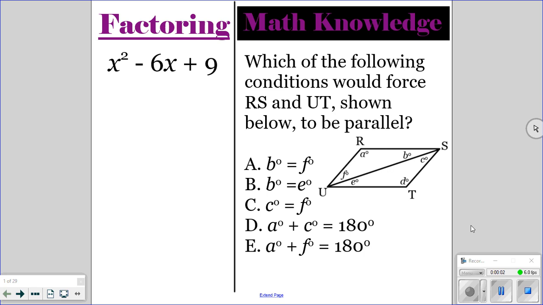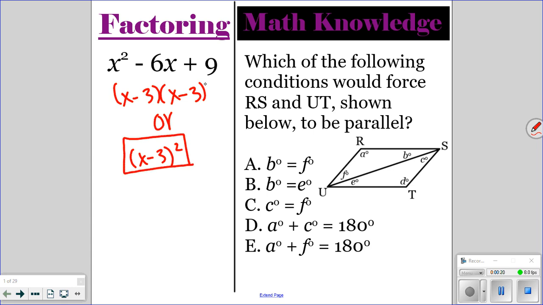All right, so y'all go ahead and do the factoring and the math knowledge question for today. Pause the video, and then once everyone is finished, you can unpause the video and I'll go over the correct answers. So for the factoring, you should have (x - 3)(x - 3), or you can write that as (x - 3) squared.